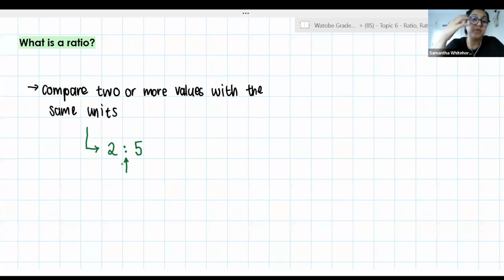Right, I don't know if you want to take a screenshot of this, but I'll hang on for 2 seconds in case you want to. And then we're going to start to have a look at some examples, representations of ratios.